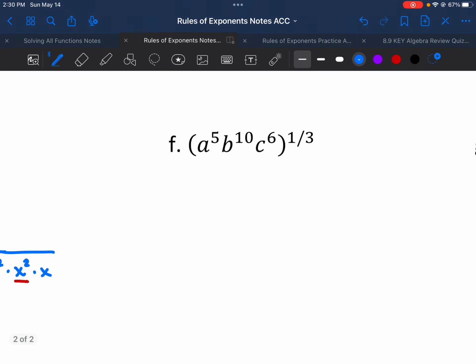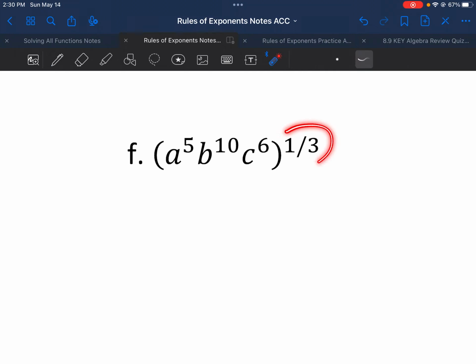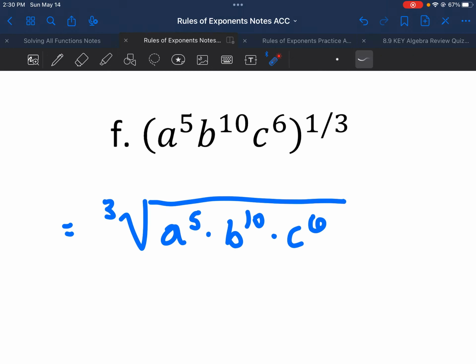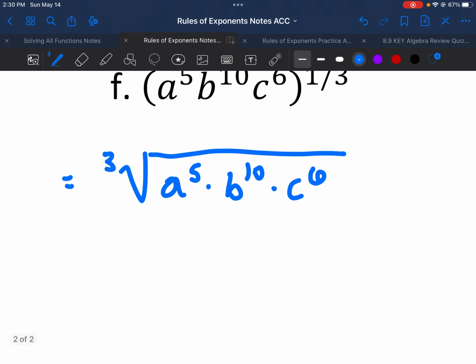All right, part F, a to the 5th, b to the 10th, c to the 6th, all to the 1/3 power. Okay, 1/3 power, that's going to be a cube root of a to the 5th, b to the 10th, c to the 6th. So I'm going to do something very similar to what I just did. I'm going to break this into cubes.